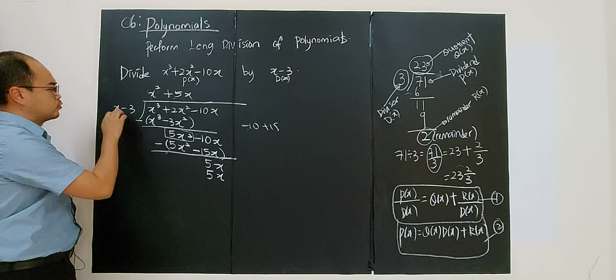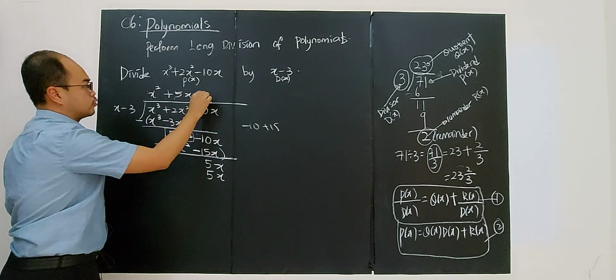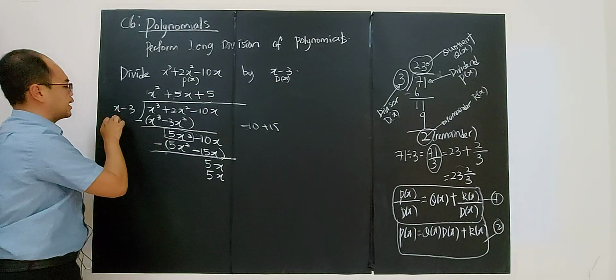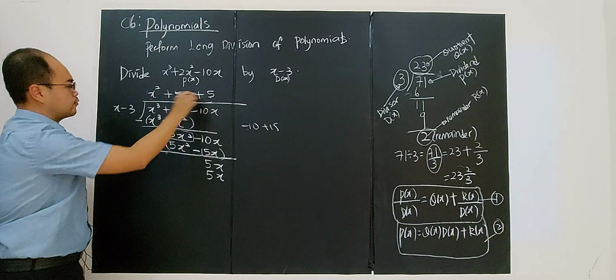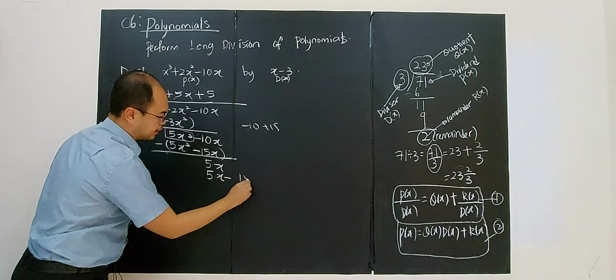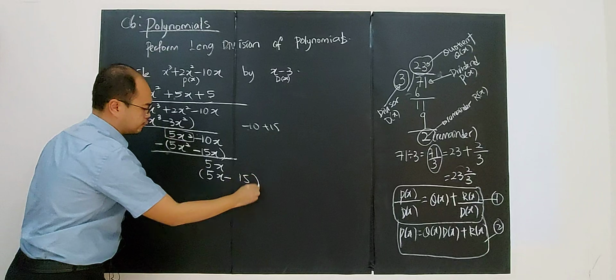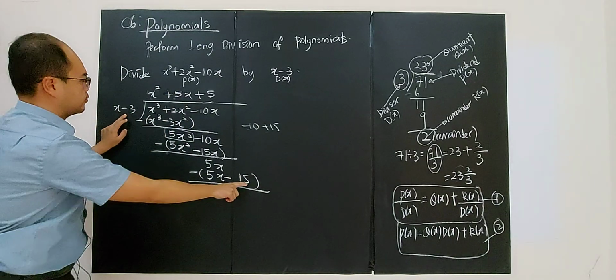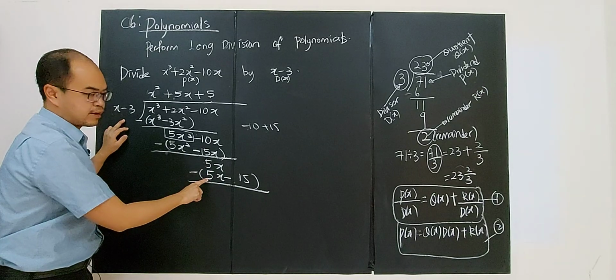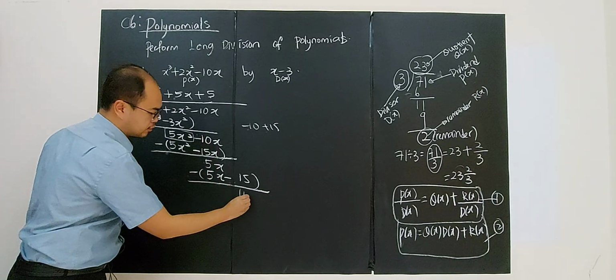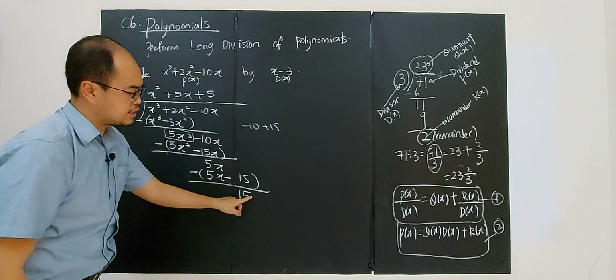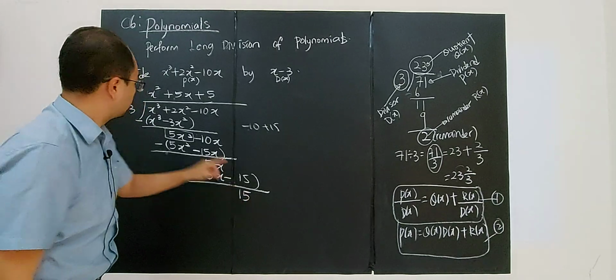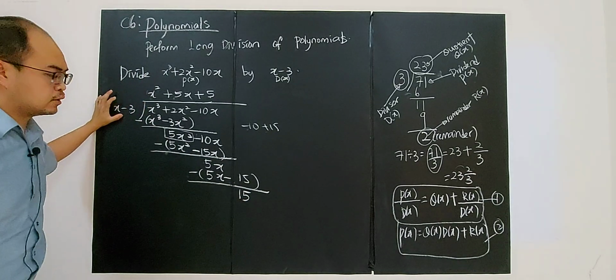So then the x here has to be 5, right? Because 5 and x, you have 5x. But don't forget, 5 and negative 3, you have negative 15, right? So 5x minus 5x, 0. Negative, negative, positive 15. Now 15 is x to the power of 0, which is less than the power 1 here. So then you stop.